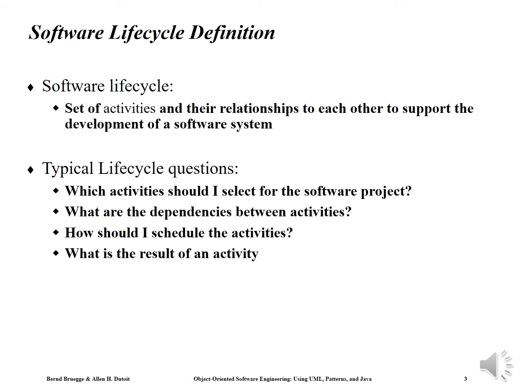Software lifecycle. What is software lifecycle? It is basically a set of activities and their relationships to each other to support the development of a software system. Typical questions about software lifecycle are: which activities should I select for a software project? What are the dependencies between them? How should I schedule the activities? Which activities should occur in parallel? Which activities should occur one after another? What is the result of an activity?